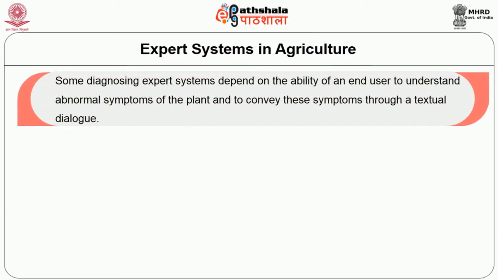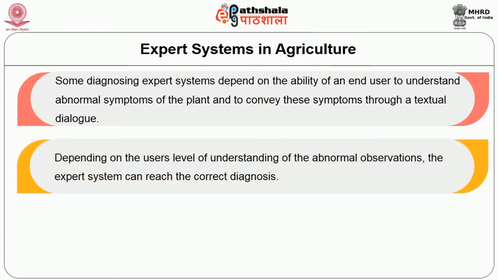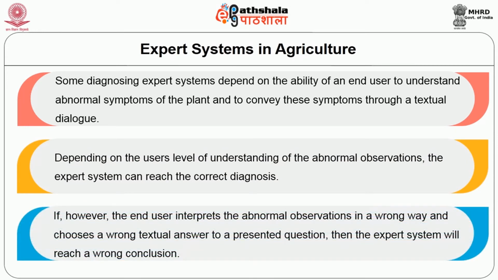Some diagnosing expert systems depend on the ability of an end user to understand abnormal symptoms of the plant and to convey these symptoms through textual dialogue. Depending on the user's level of understanding of the abnormal observation, the expert system can reach the correct diagnosis. If, however, the end user interprets the abnormal observation in a wrong way and chooses a wrong textual answer to the presented question, then the expert system will reach a wrong conclusion.